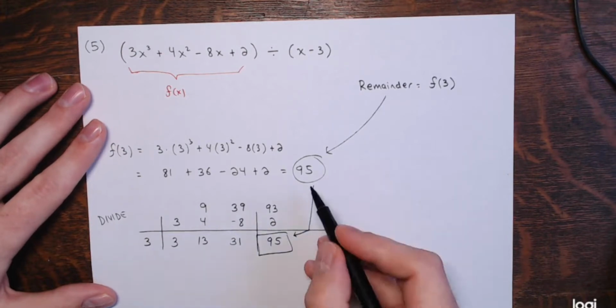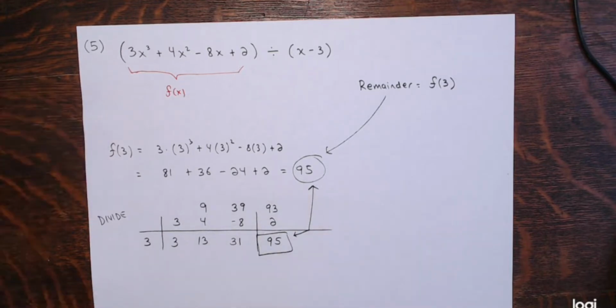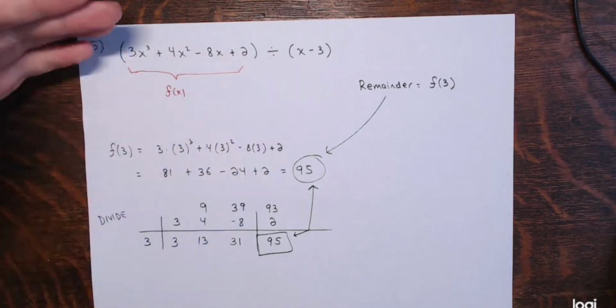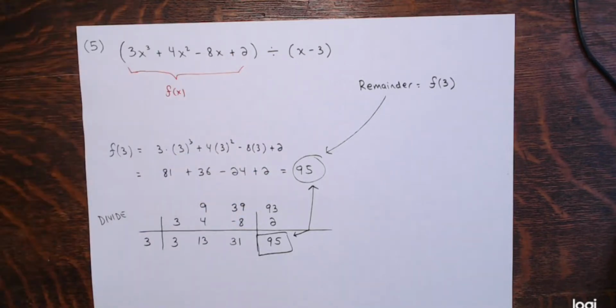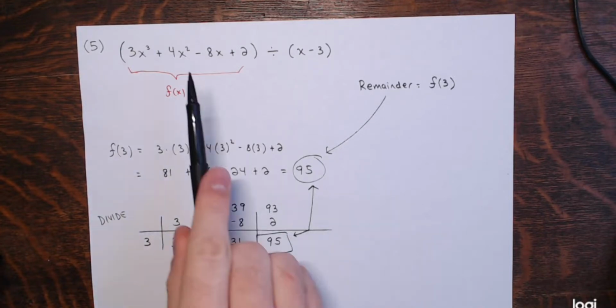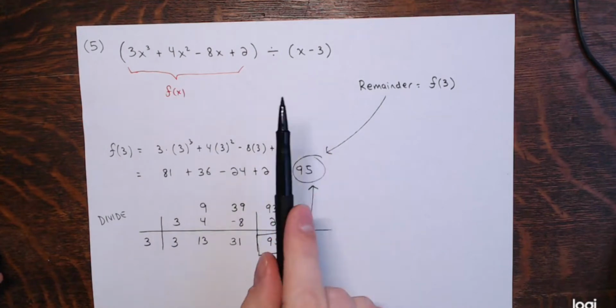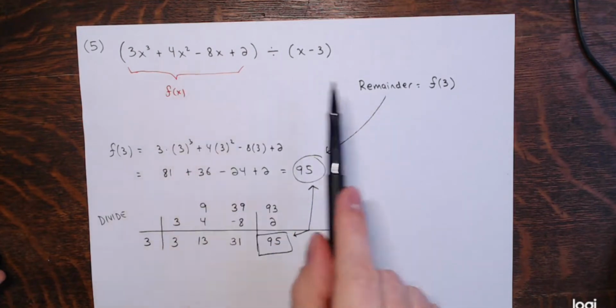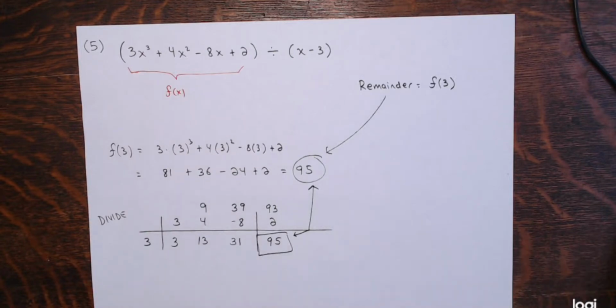Right? So, I mean, it should have been the same. The value of this polynomial at x equals 3 should have been the same as the remainder when I divided that polynomial by x minus 3, and it is. Really, the point of all these exercises is just to verify for yourself that that remainder theorem is a true statement. When you divide a polynomial by x minus k, the remainder should be the value of that polynomial at x equals k, and vice versa.